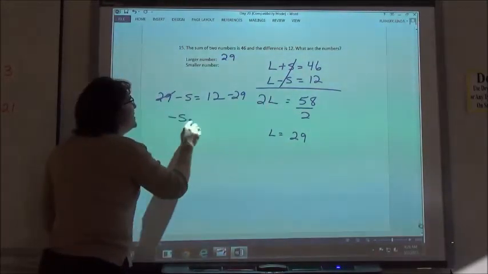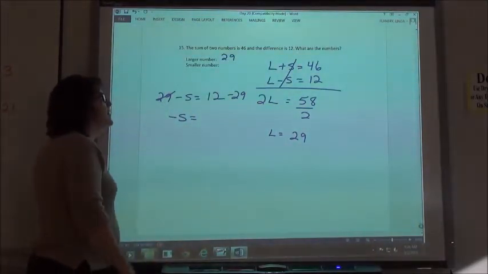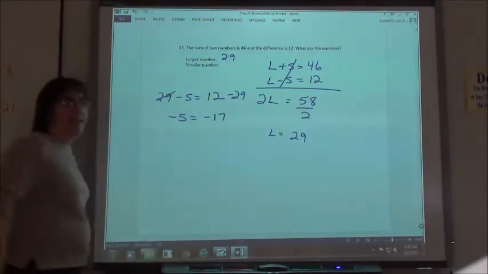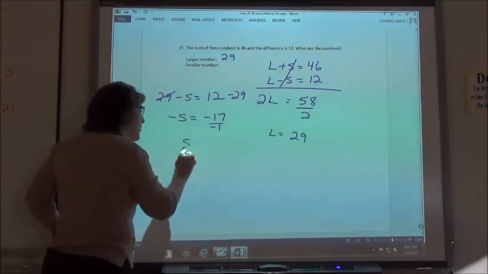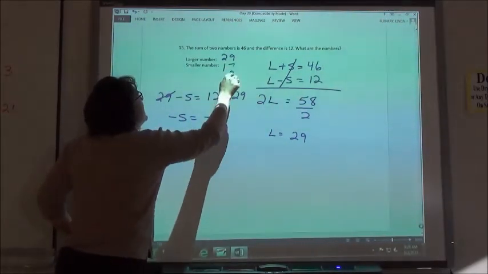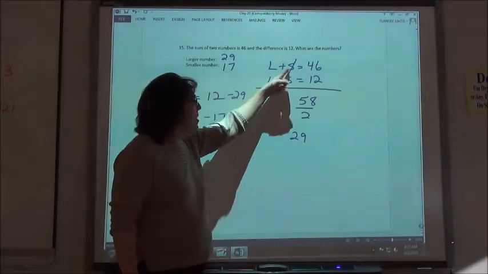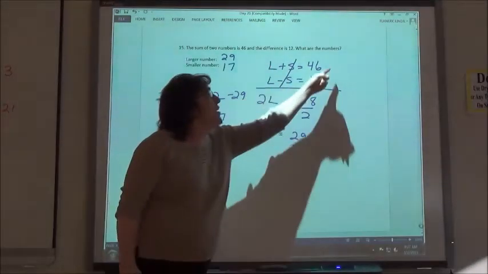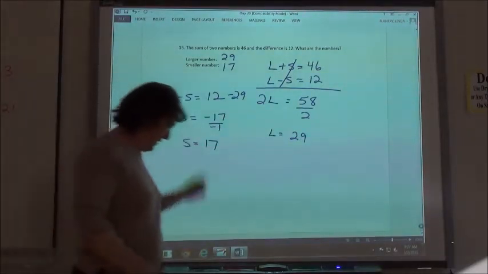So negative S is going to equal negative 17. And then I have to divide by negative 1. So S equals positive 17. 29 plus 17 is 46, and 29 minus 17 is 12, right? If you had picked the top one here and put your 29 in here, all you would have had to do is subtract the 29, and then you only have one step to do instead of two, but it works.